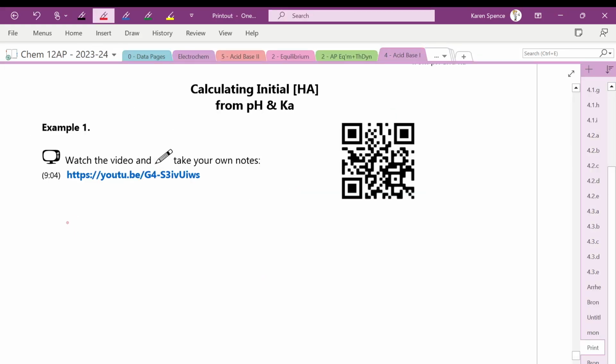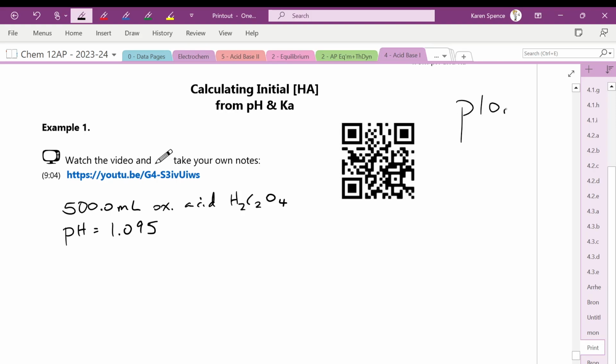So we have 500.0 milliliters of oxalic acid, which is H2C2O4, has a pH equal to 1.095. This is page 100, in case you're wondering. How many moles of H2C2O4 were initially added to the sample?